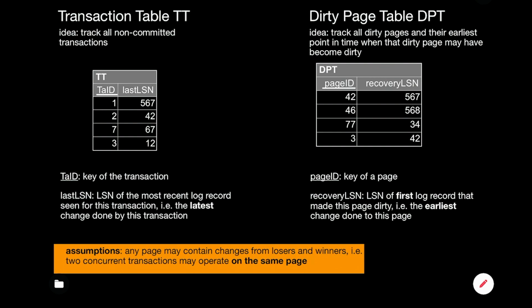So you see there are certain fields here. Here's the last LSN, and here's the recovery LSN field. Of course I have an ID concept, so each transaction has a unique ID, transaction ID, and each page in my system has some sort of ID, however you represent that, doesn't matter, it just has to be a key. And here the last LSN has the semantics of the log sequence number of the most recent log record seen with this transaction.